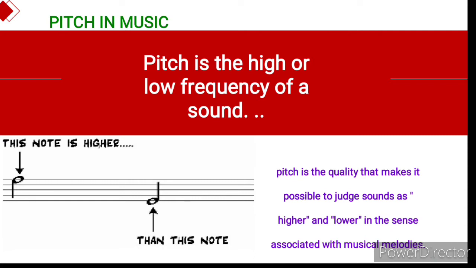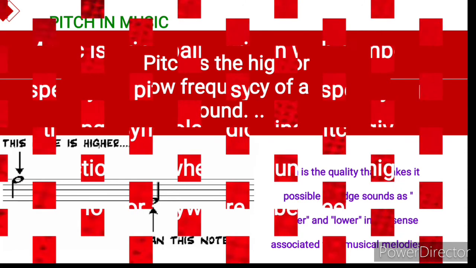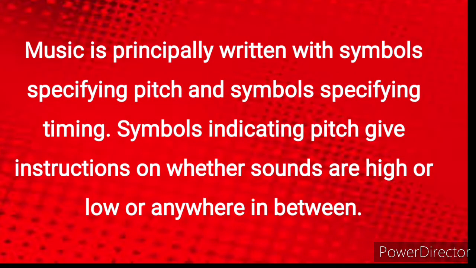So when you have two notes like the one we have to the left side of this slide, you find out that one is higher than the other. Music is principally written with symbols specifying pitch and symbols specifying timing. So we have two ways that you can understand music in a written form. One specifies pitch, and the other specifies timing. So there are two ways that music can help you understand how to sing.